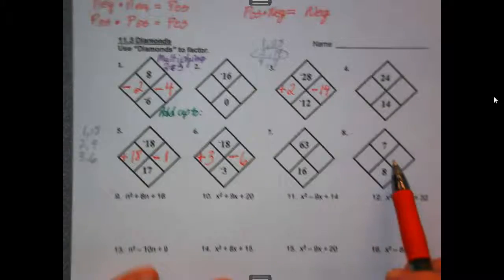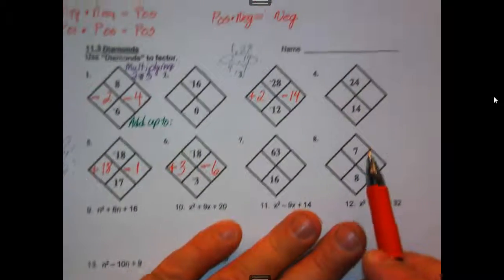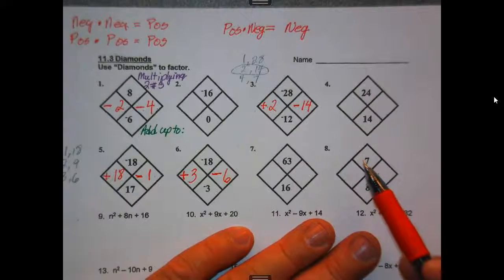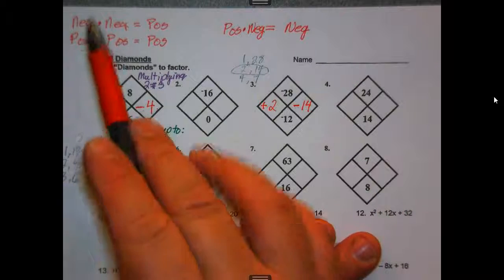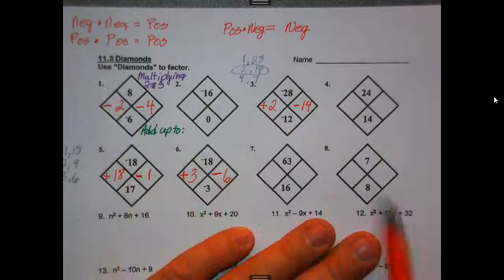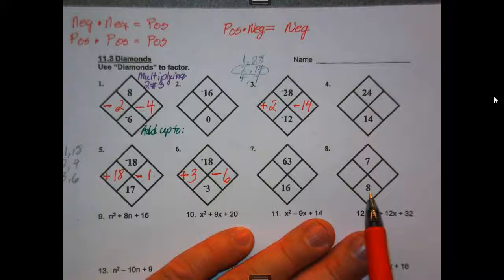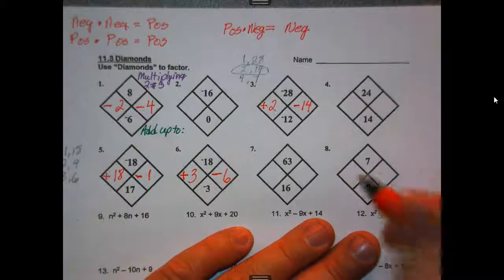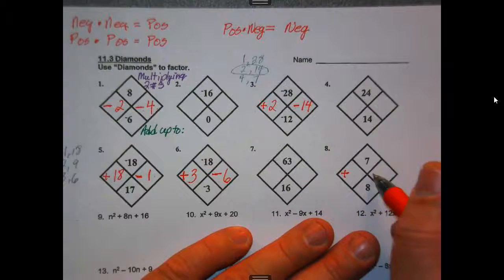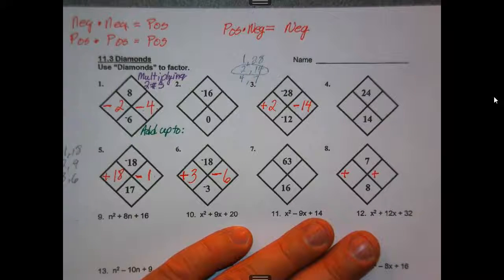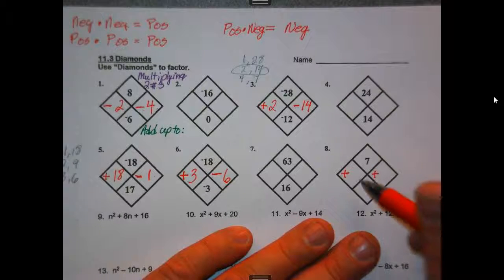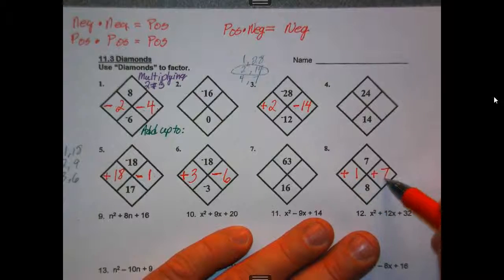Number 8. Okay, I have a positive number. So I'm going to be using one of these two. But they're going to add up to a positive number. So I need positive times positive, right? Okay. So I'm going to use, well, there's only one way to multiply two numbers together, and that's 1 times 7.